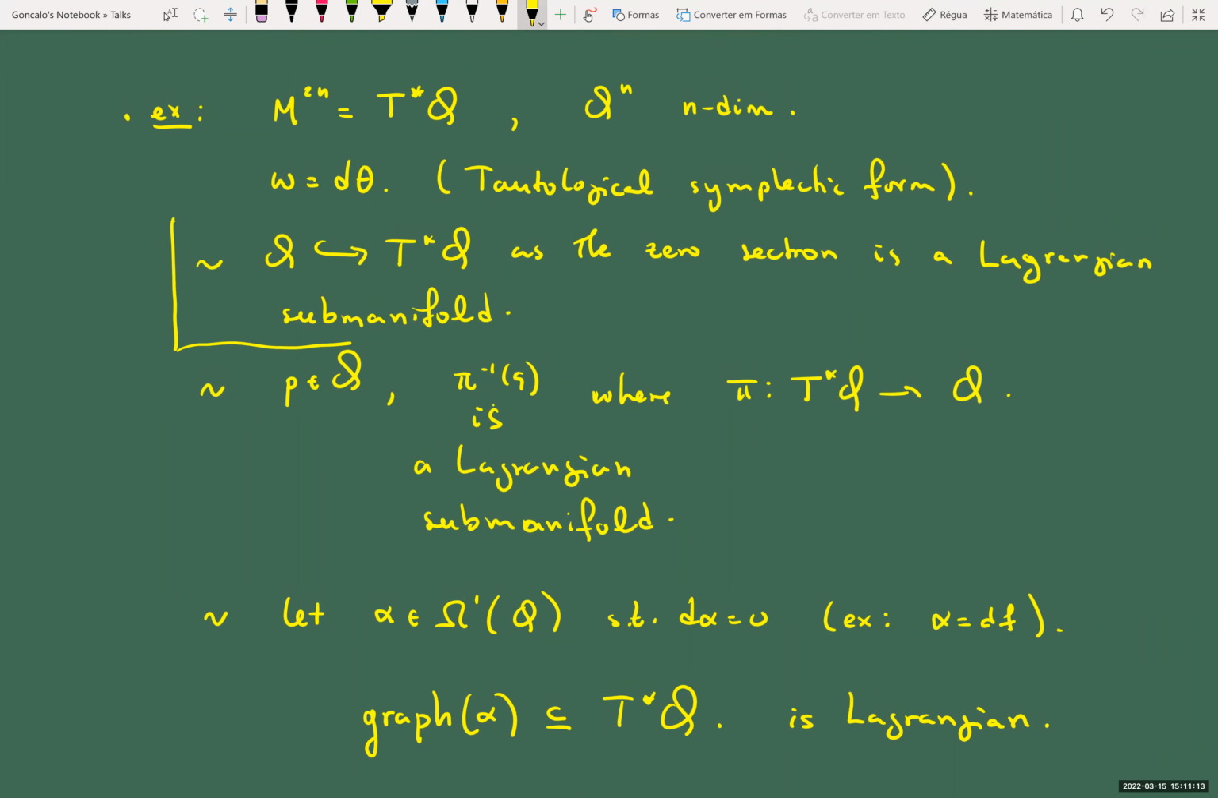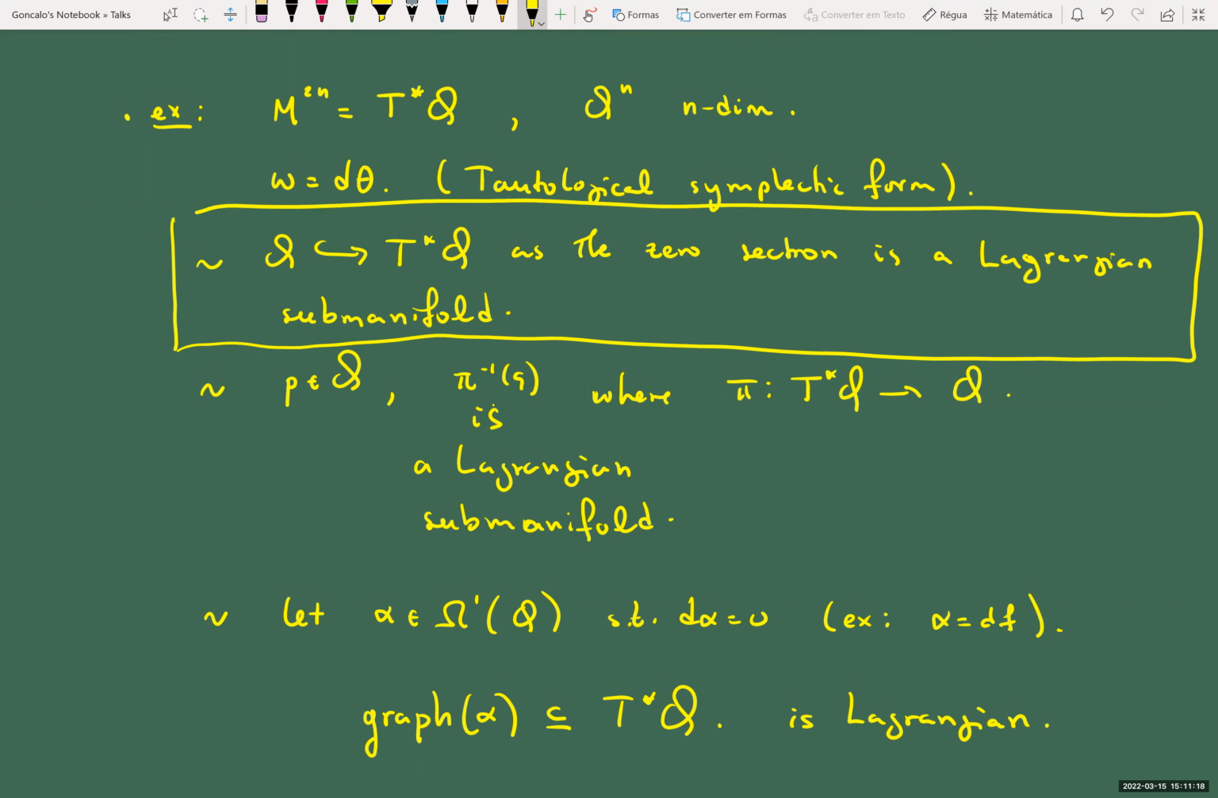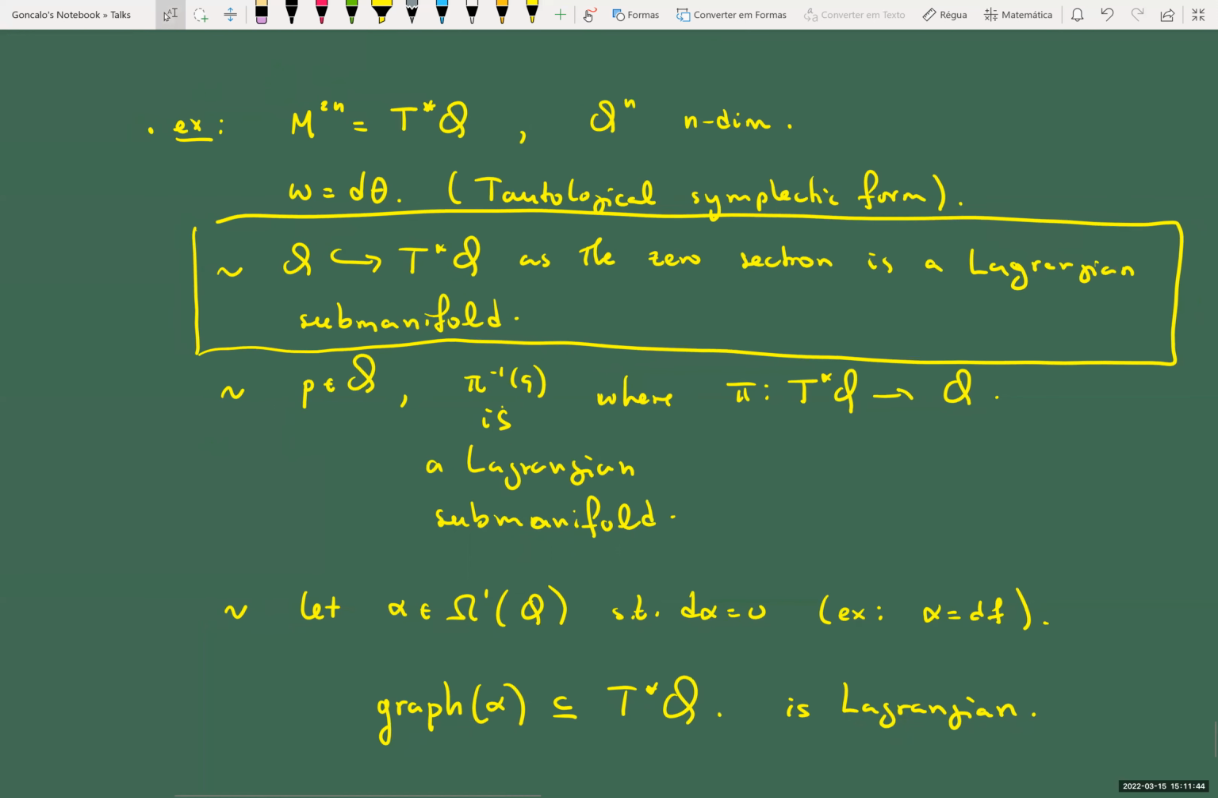And of these, the more important is this one, because there is a theorem of Weinstein that says that locally any Lagrangian submanifold looks like the zero section in a cotangent bundle. So this local form of any Lagrangian submanifold is modeled on this example that I've put inside the square. Okay, do these examples help you?